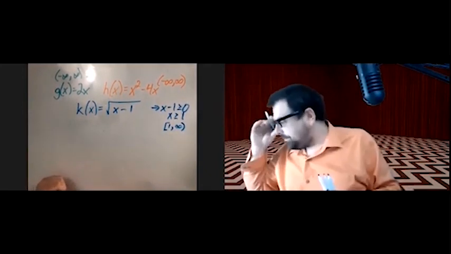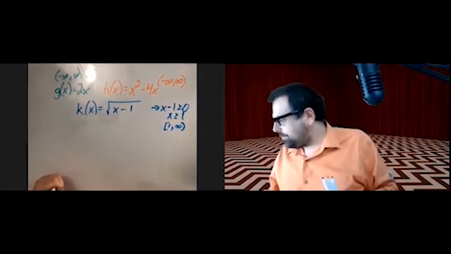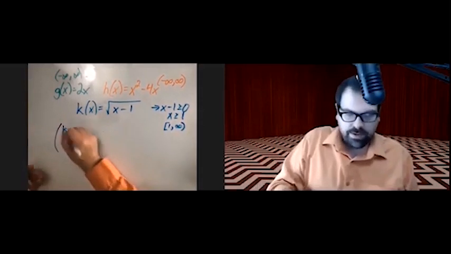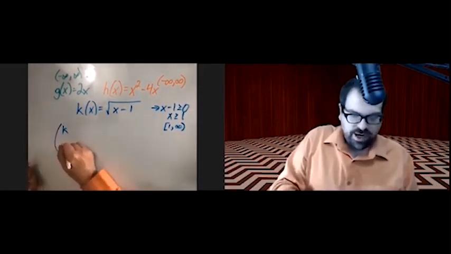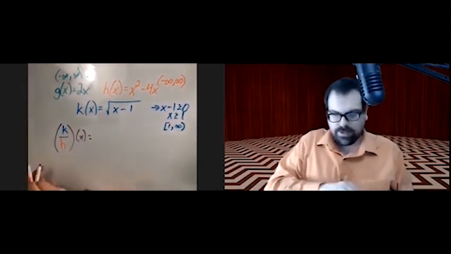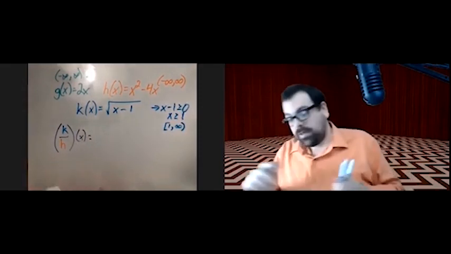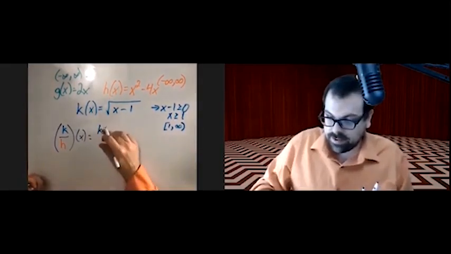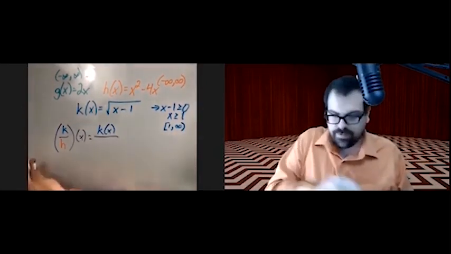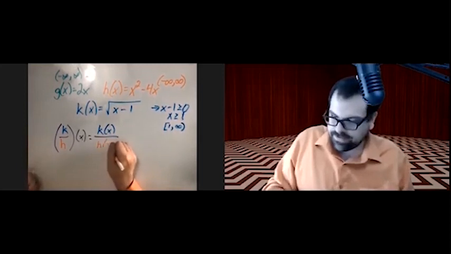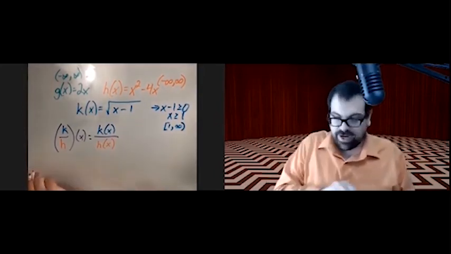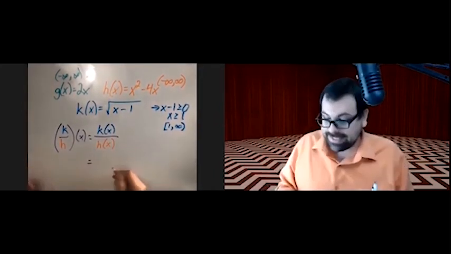Next one we're going to look at. Let's do k over h of x. That's going to be k of x over h of x. Now, making a function like this, k of x over h of x, we like that because that's easy.